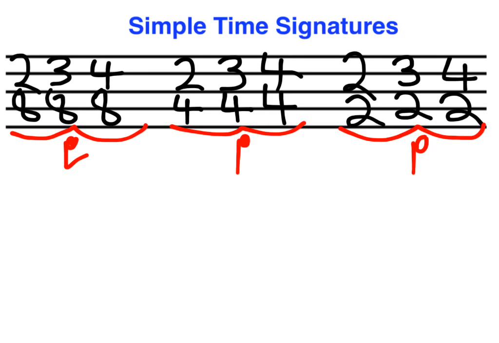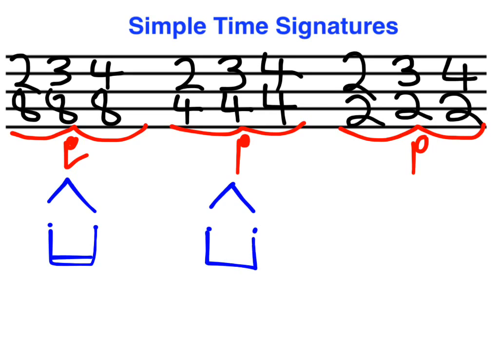So in 2/8, 3/8, and 4/8, the beats that we were using were quaver beats. Okay, and each of those quaver beats can be split into 2 equal parts, in other words, into 2 semiquavers. In 2/4, 3/4, and 4/4, we're dealing with crotchet beats. 2 crotchet beats to a bar, 3 crotchet beats to a bar, 4 crotchet beats to a bar, and each of those crotchet beats can be split into 2 equal parts, in other words, into 2 quavers.